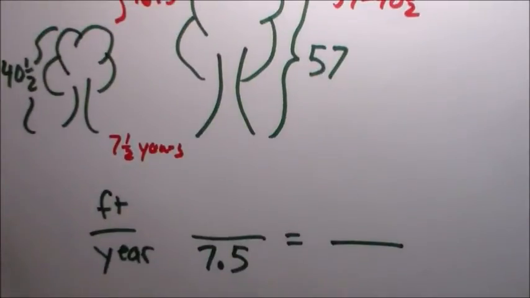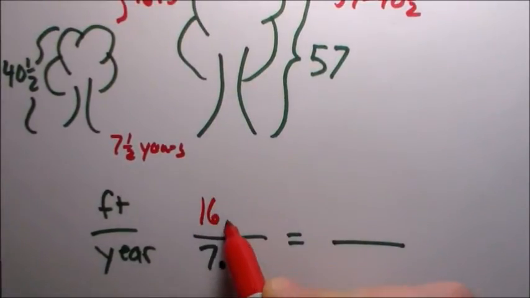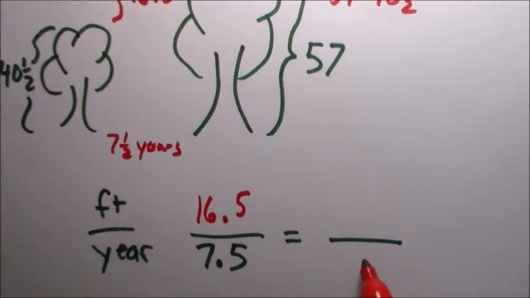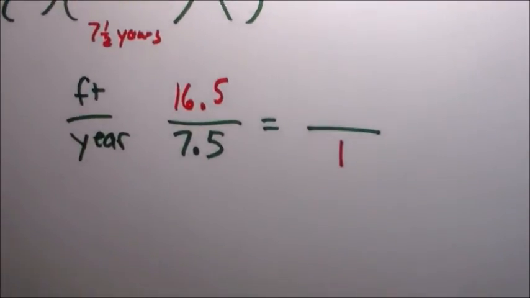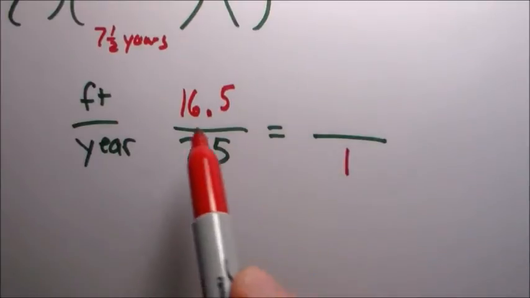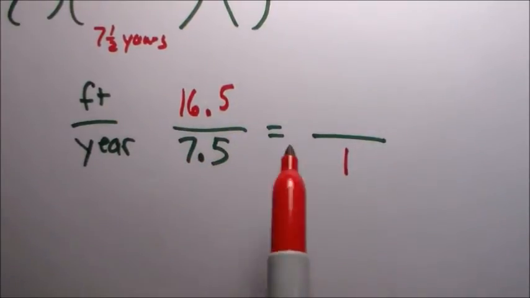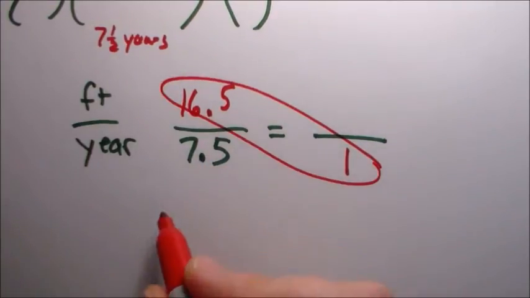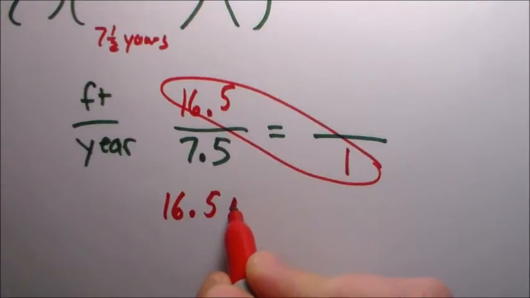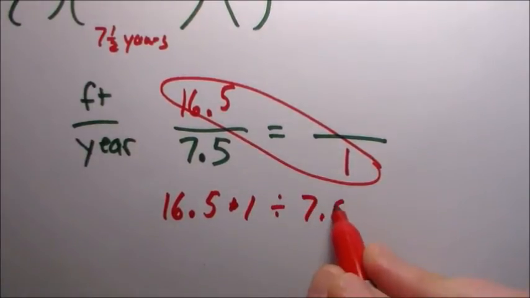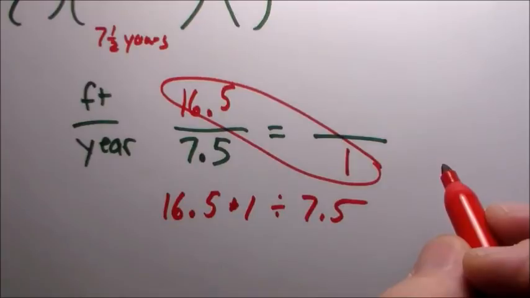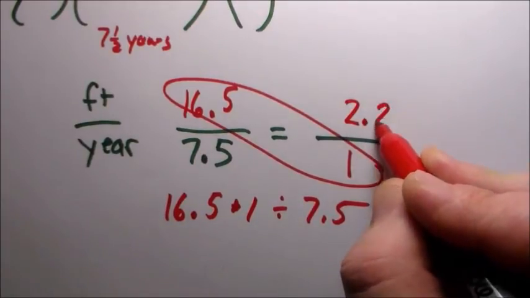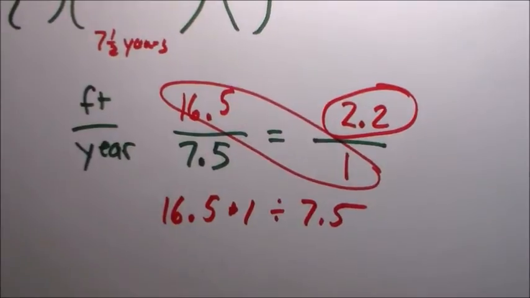Okay, so the next part says, well, if you grew 16.5 feet in 7.5 years, how much did you grow on average per 1 year? What is your unit rate of growth? Unit rate, unit rate, unit rate. 16.5 is to 7.5 as what is to 1? Since we set it up like this, it's fairly simple. We're just going to cross multiply and divide. 16.5 times 1 divided by 7.5. We plug it into our calculator, and we're going to get 2.2. And that is our answer, 2.2.